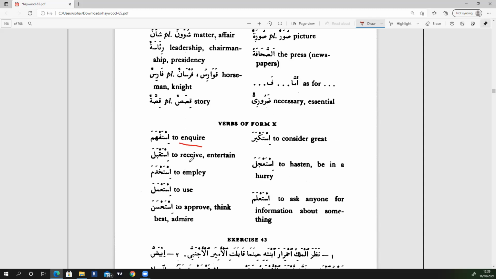Okay. Istaqbala, to receive, entertain. We mentioned that this falls under the meaning pattern. Istakhdama, which we already said is causative. Ista'mala, to use. Istahsana, to approve, think of as best, admire. What do you think this is? Do you think this is A or B? Asking for something? This is estimative. Wait, I'm checking, to approve. What are you checking?